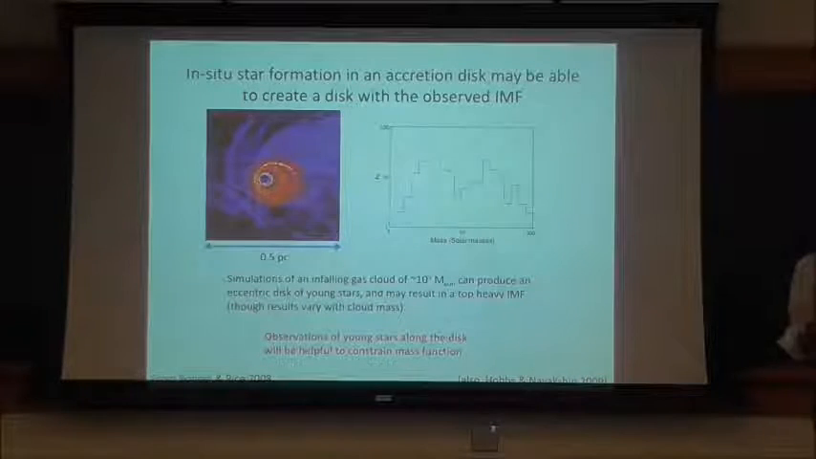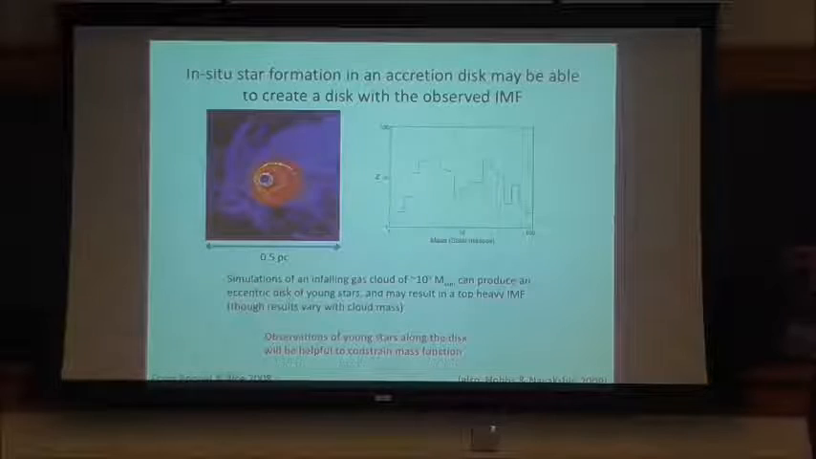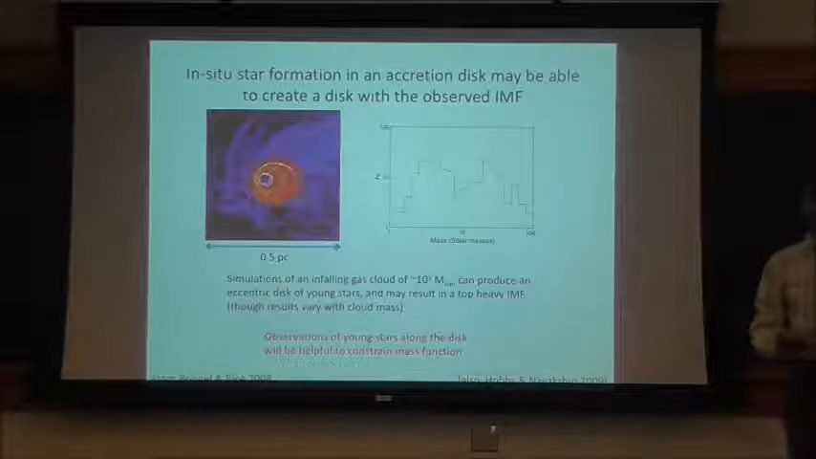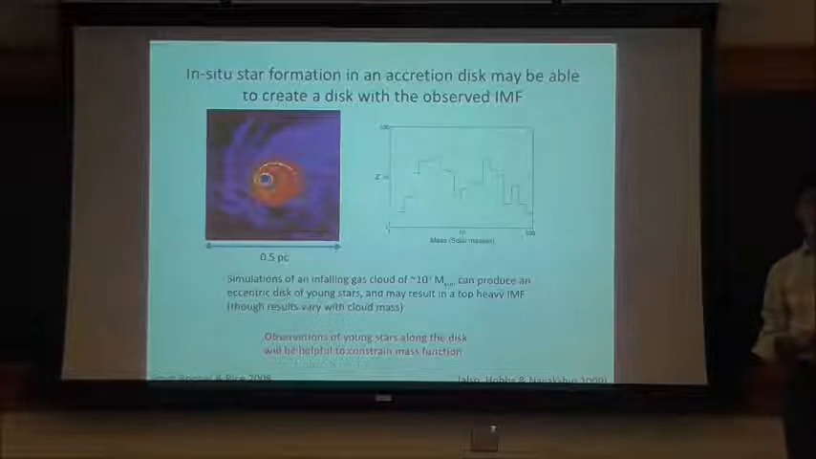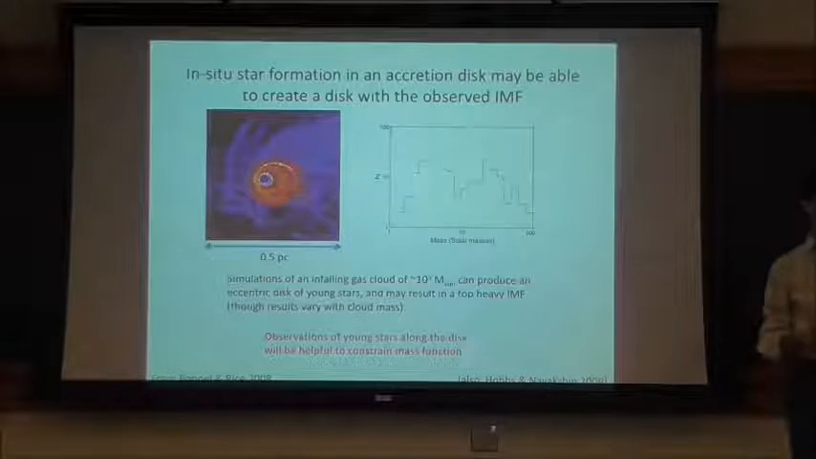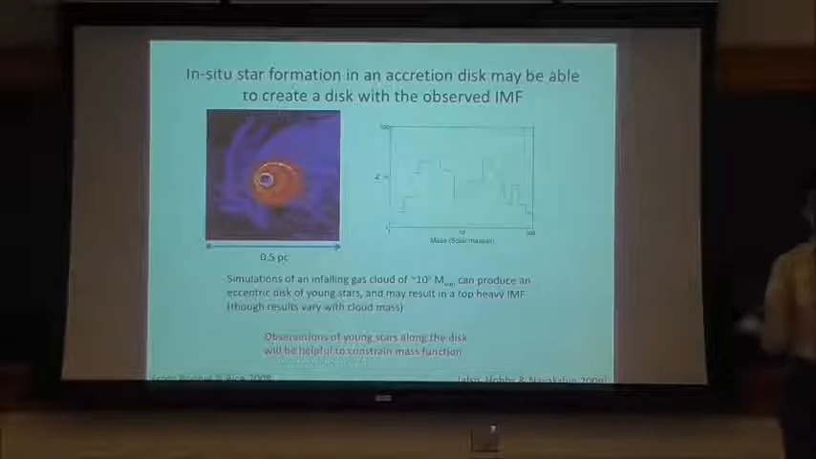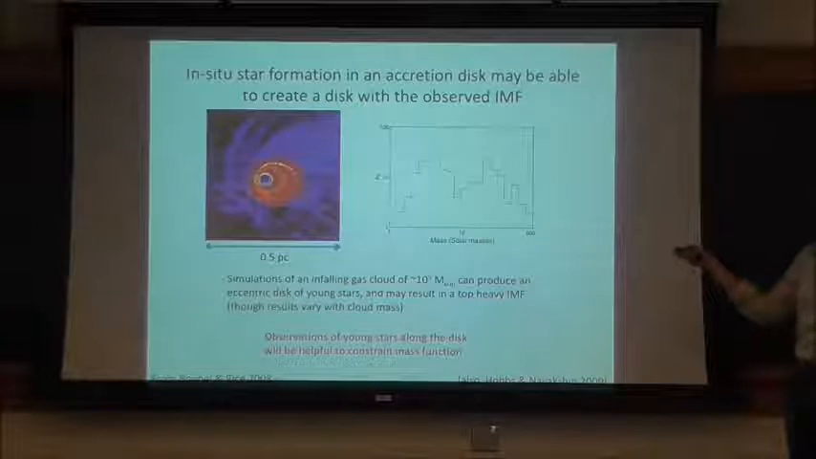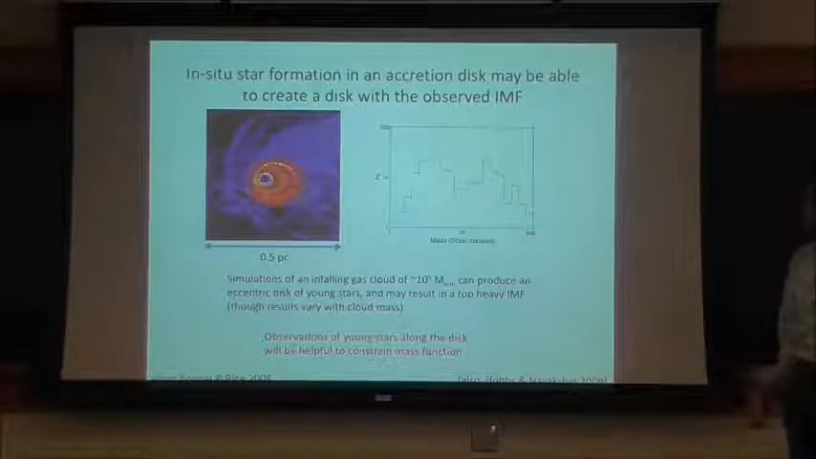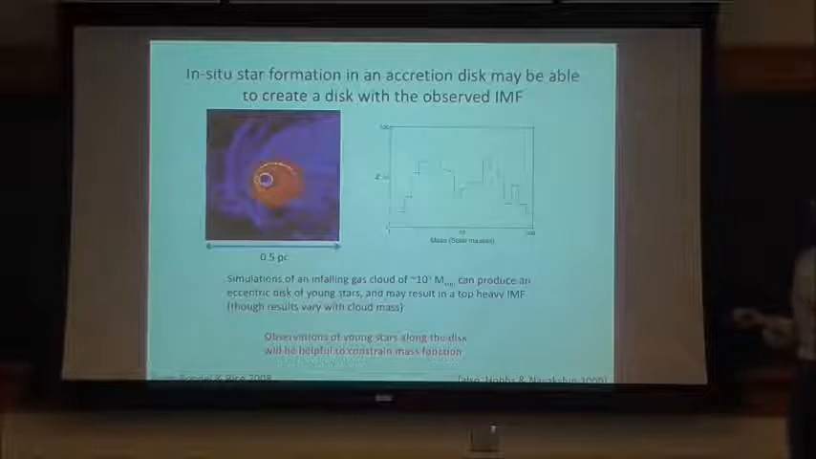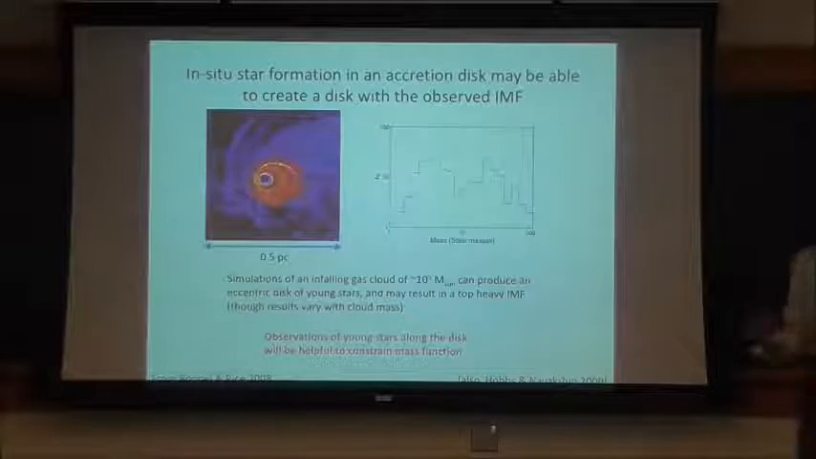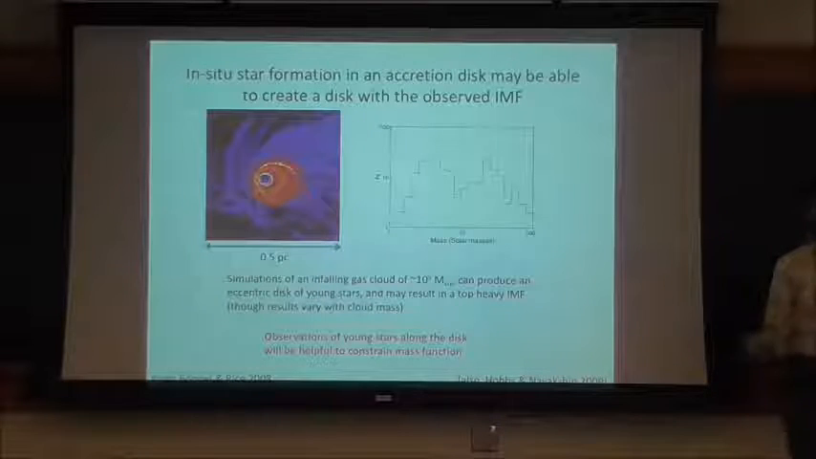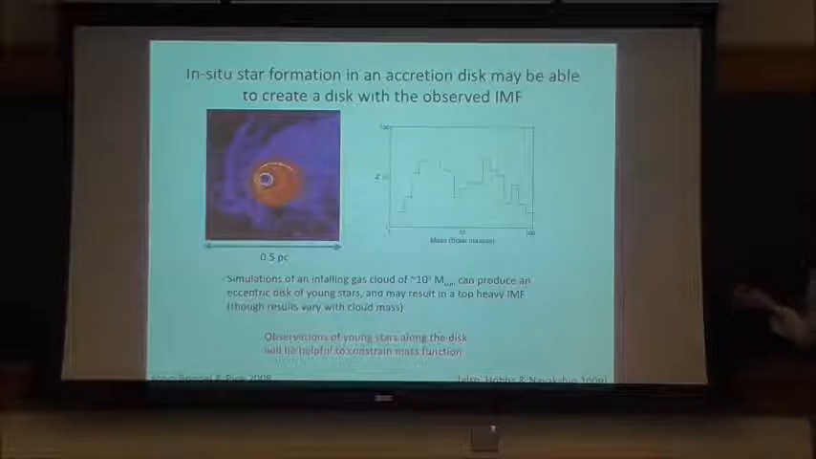In the solar neighborhood, the IMF is called Salpeter, and that means it's very steep. So at lower masses, there are many more stars than at higher masses. But here, it looks kind of flat. Of course, these simulations can have very large range in IMF, actually, depending on the input conditions. So it is helpful to observe young stars at the Galactic Center to test this.